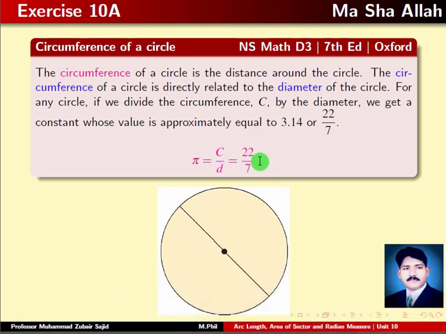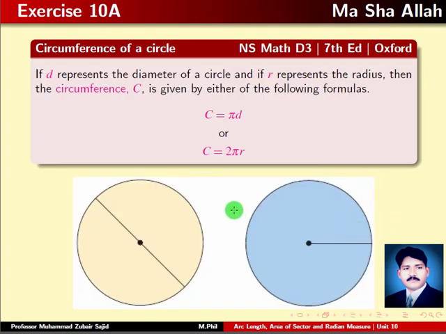It means the ratio between the circumference and diameter is 22 by 7. Or we can say any circle having the circumference 22 must have a diameter of 7, or any circle having a diameter 7 must have a circumference equal to 22. 22 by 7 is approximately equal to 3.14. The formula to find the circumference of the circle: if a circle has a diameter D, then circumference of this circle is equal to pi d.